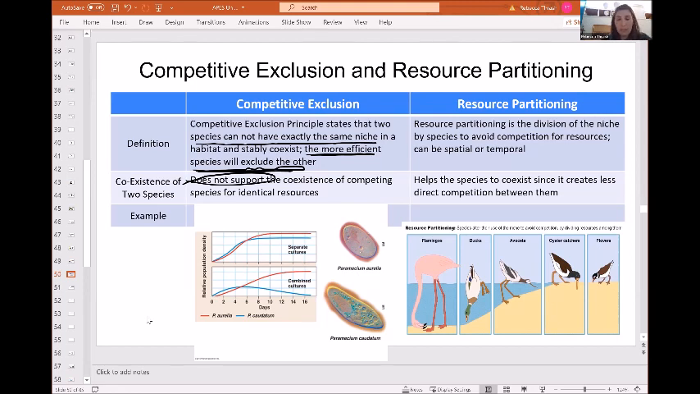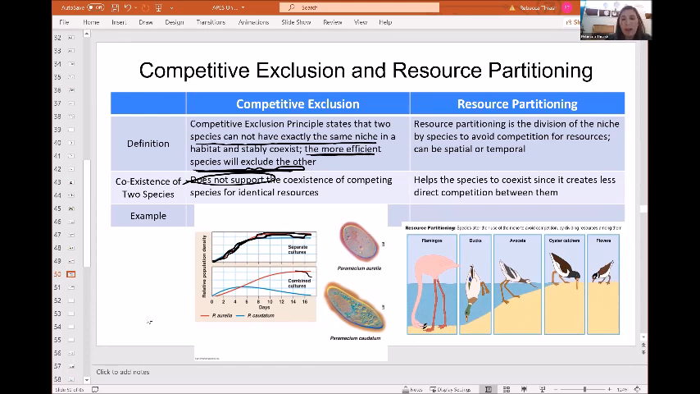A good example of this is this little lab experiment where you've got two paramecium cultures. When you culture them separately, meaning they're in their own little environments, they both do well. They grow, they stay stable, whatever.